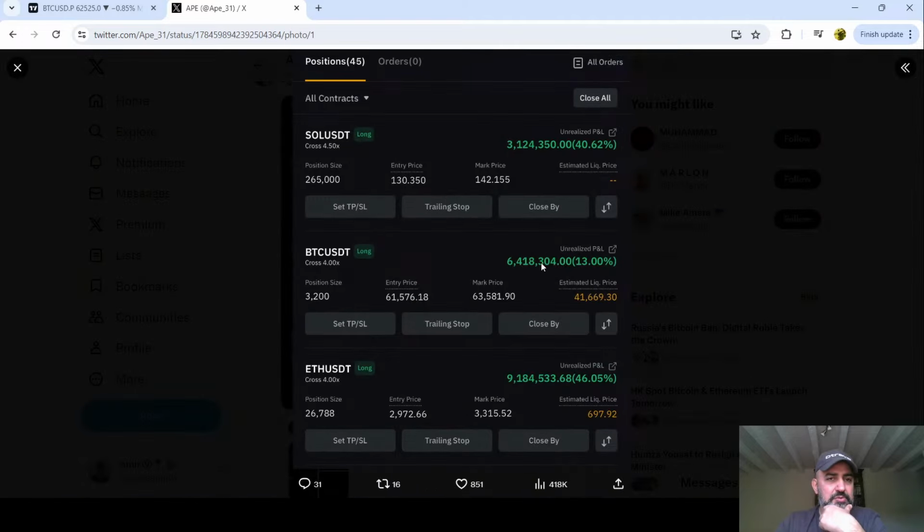caught into this kind of trading if you don't have extremely low leverage with a large account. You see, he's using cross 4x, cross 4.5x. That means his liquidation point is extremely low. Look, you see here, his ETH liquidation point is at $697. His Bitcoin liquidation point is $41,000. And obviously on Solana, he doesn't have one. It's like 0. So for these kinds of people, they just long the dips.